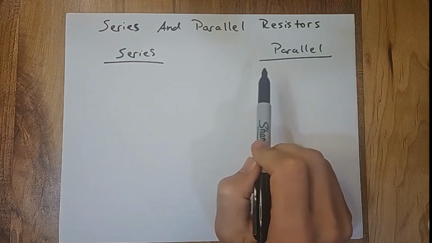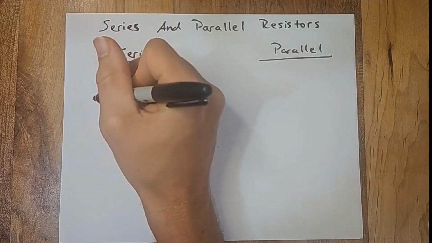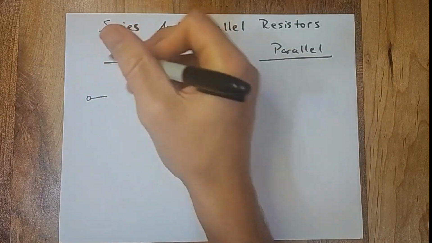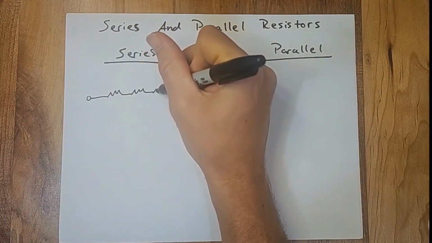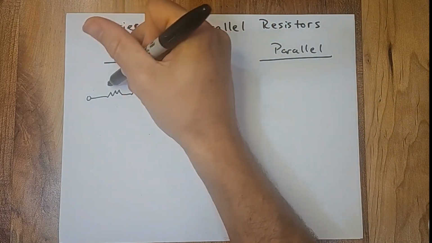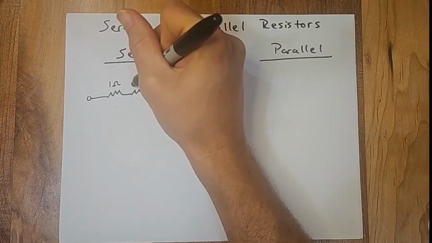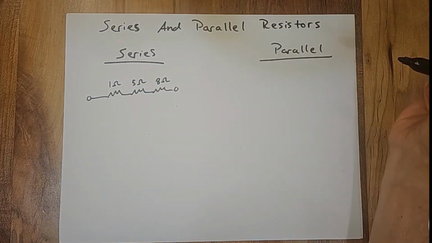Resistors in series and parallel. So what are series resistors? Well, let's just start out with drawing kind of a basic sketch of some resistors in series. I'm just going to put some numbers on them. Let's say the first one is 1 ohm, say 5 ohm, then we'll say the third one is 8 ohms.